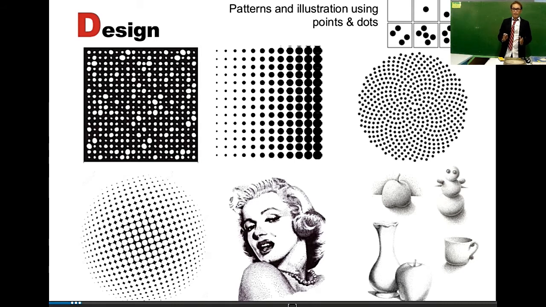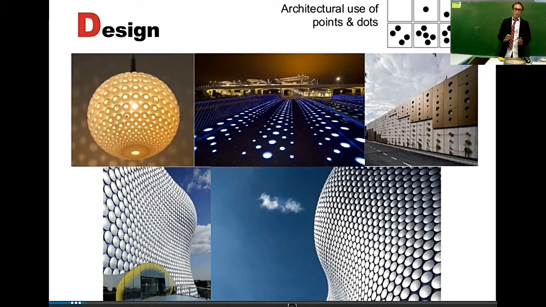Patterns and illustrations using points and dots. Here are some examples of how you can form or make a shape using a dot pattern. What are the architectural uses of points and dots? Well, points and dots can be good elements of your design or your visual arts. For example, in the facade of your building, lots of dots, holes, or circle designs.